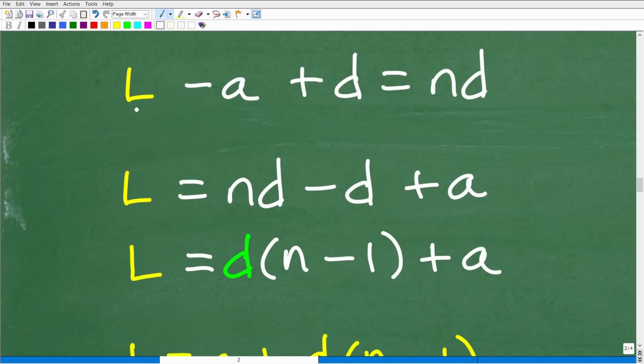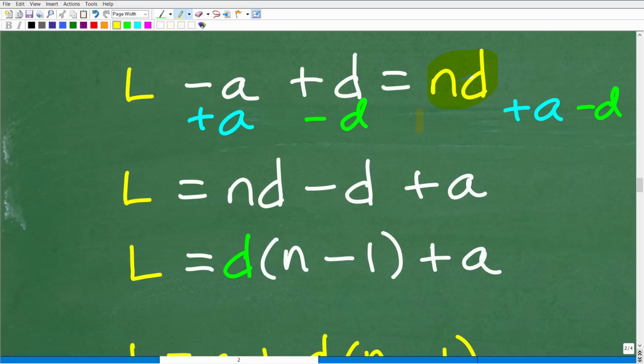So L is by itself. All we need to do is move this D over and this A over to the other side. So how can we do that? Well, this is minus A. If I add A here, and then right here I have a D. Well, if I add A on this side, of course, I have to add A on this side of the equation. Remember, whatever you do to one side, you have to do to the other side in algebra. And then here I can subtract D from both sides.